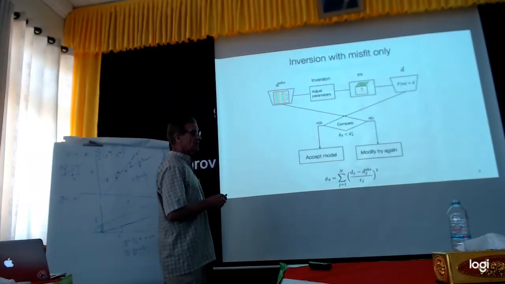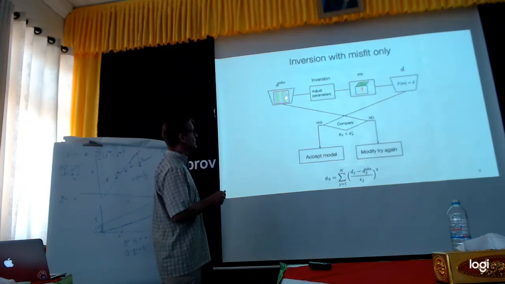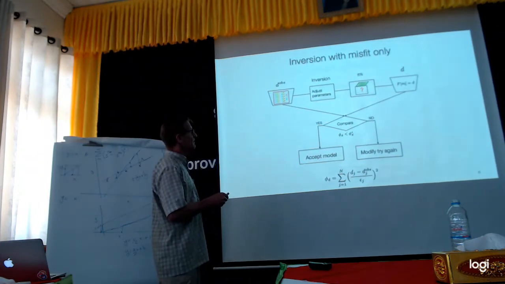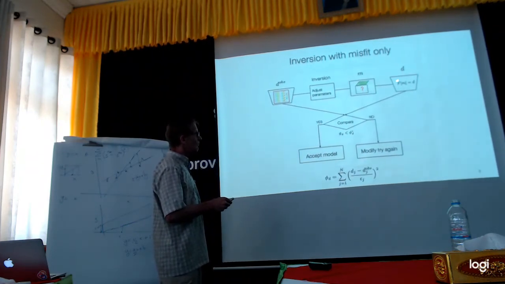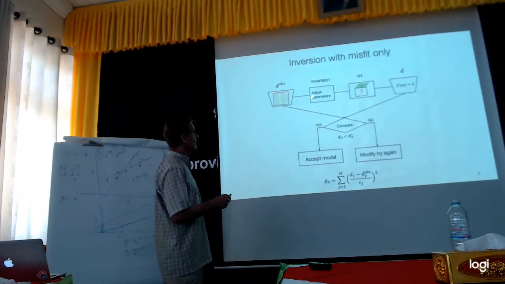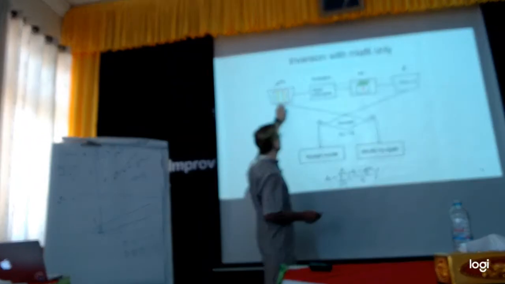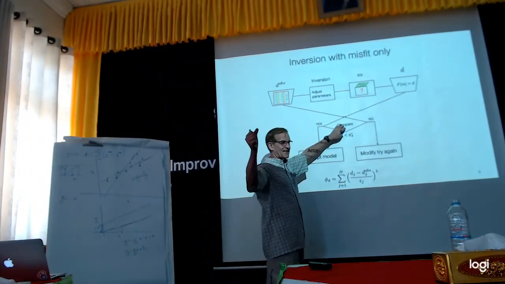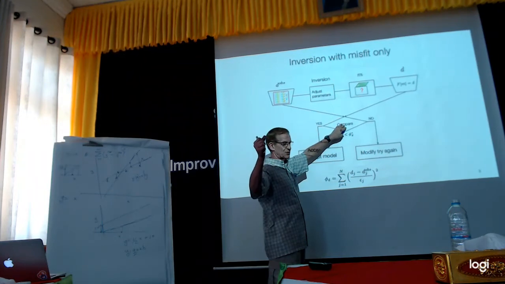So here is how we do it. We have some observations. We're going to adjust the parameters, and then we're going to model those and get the predicted data. And then we compare predicted data with the observations. If they're good, we will say, yes, we have an acceptable solution.